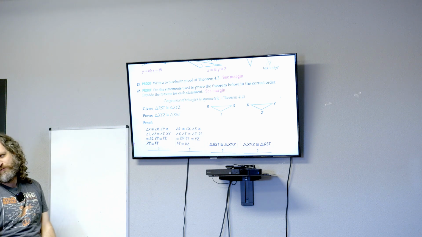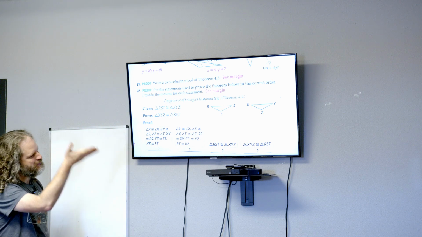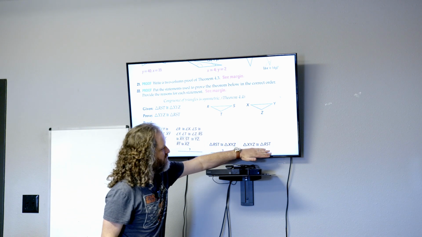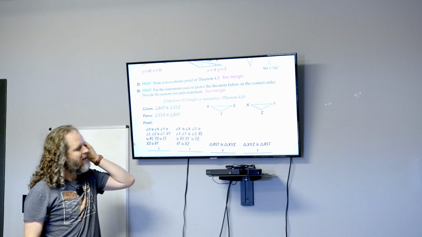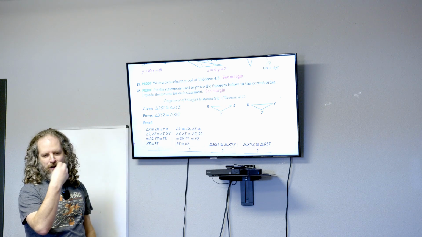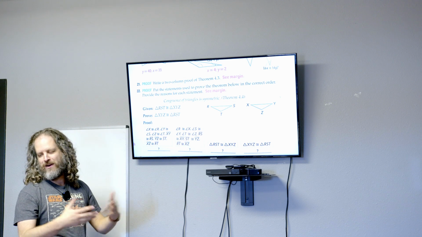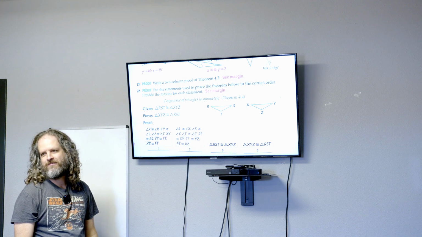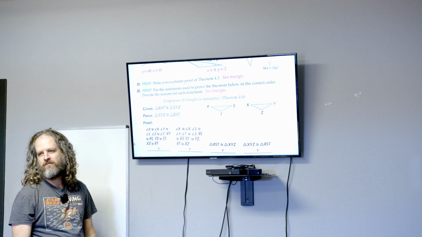Not going through this proof logic. So in this proof logic, we would say this is true because, and I would write some abbreviated version of the theorem that says if all the corresponding parts are congruent, then the triangles are congruent. That's what I would put.